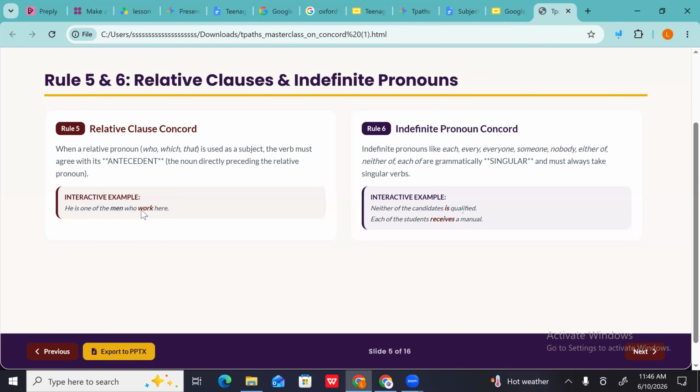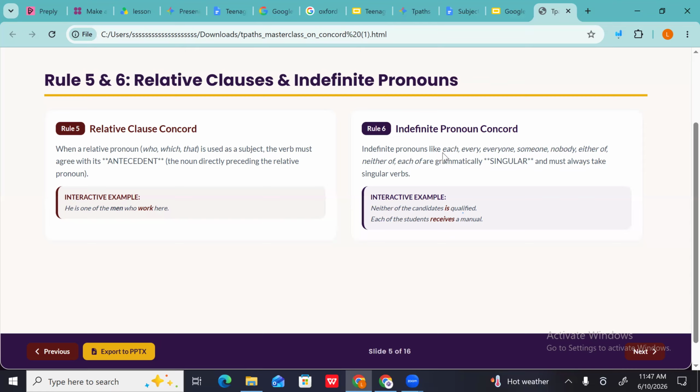The plural of walk is walk, not walks. Walks is singular. Walk is plural. So this men will determine, because this men is the antecedent before, it will determine the verb, which is walk. That's it. Very easy.